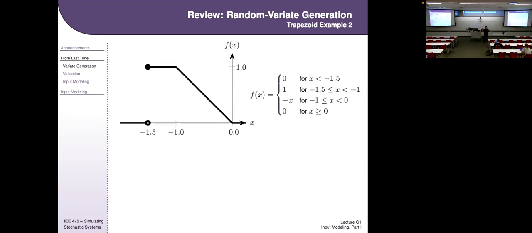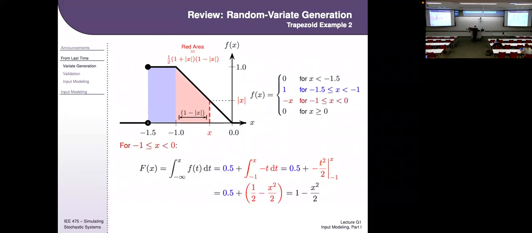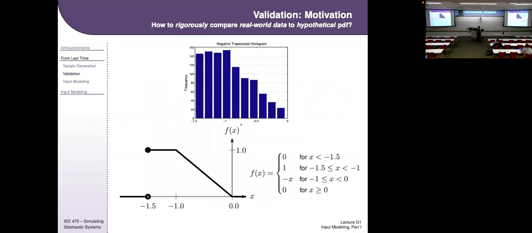And so that was with one example. If you need another example, I won't go through all the details here, but I can do the exact same thing with this trapezoid, flipped the other way. So if you're looking for more examples of how to do random variate generation, I've got it here.